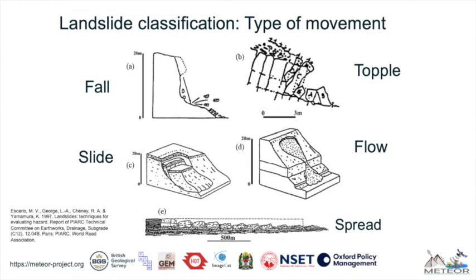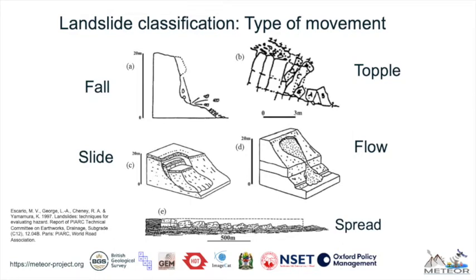Then we have topple on the top right. This is characterized by a forward rotation of a unit of material. The axis of movement is below the center of gravity. It's common in columnar-jointed volcanic rocks, cliffs, and stream banks.